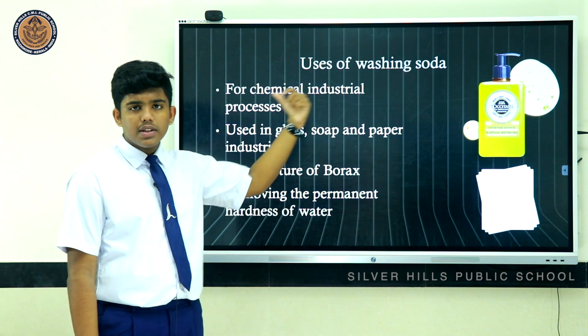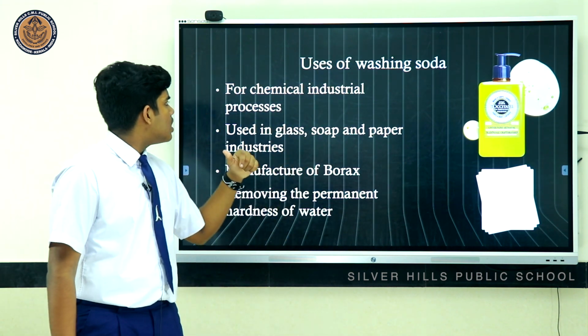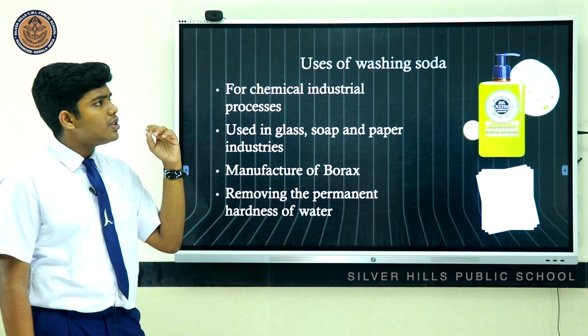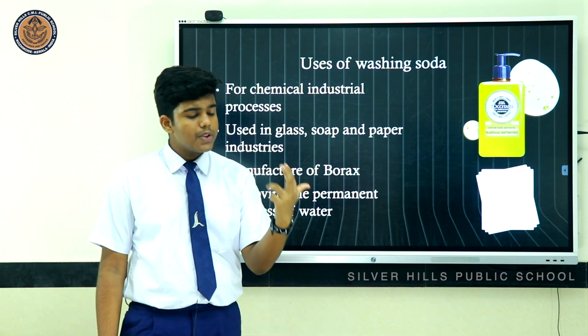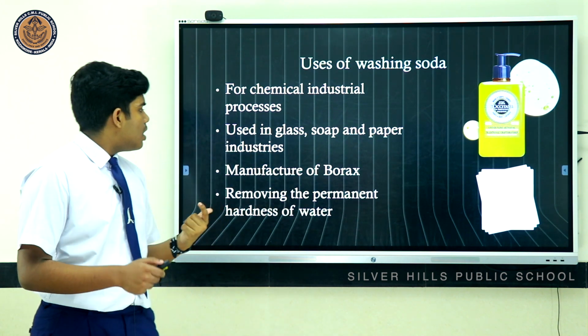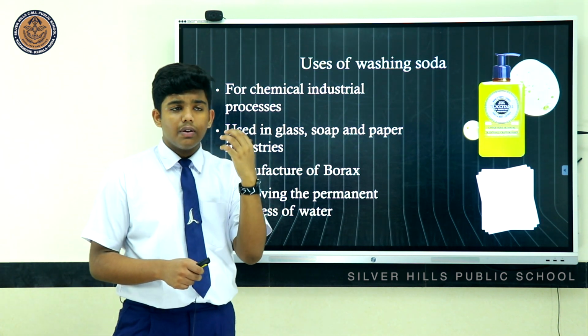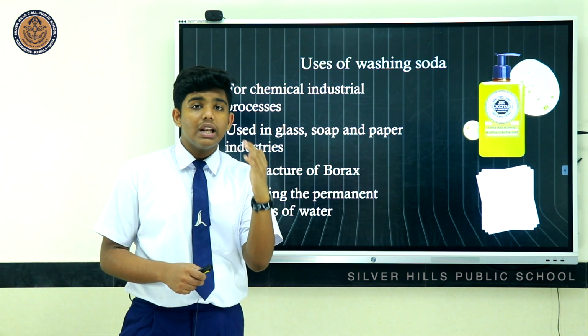And now the uses of washing soda. It is used in chemical industries, and it's also used in the manufacturing of glass, soap and paper. It is also used in the manufacturing of borax, and it's very commonly used for removing the permanent hardness of water.